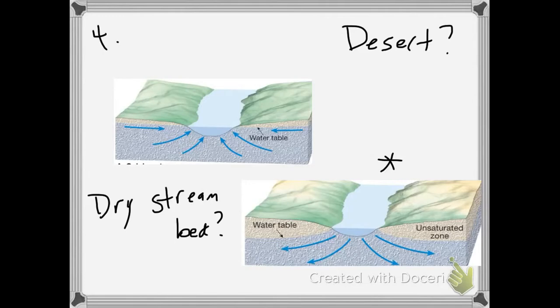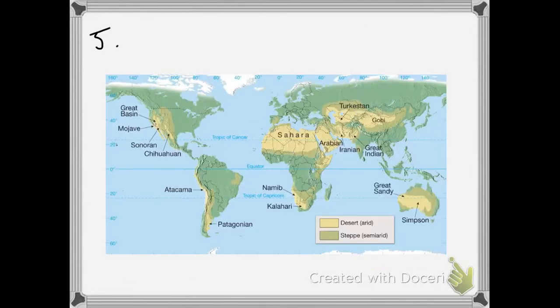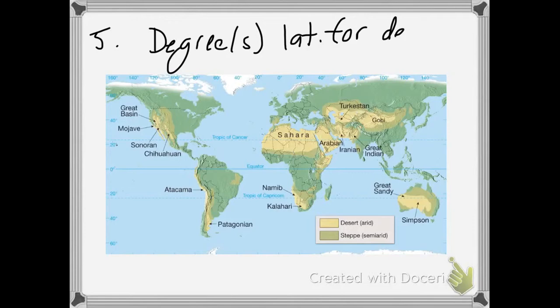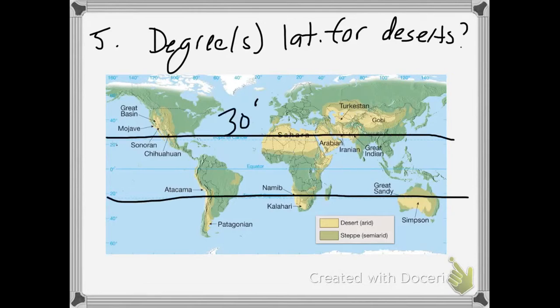So what is a dry stream bed then called? Well, it's called a W. It starts with a W. It's a wash, or an A, arroyo. So now I bring you to a map of the world in question number 5. And now what you need to do is indicate where are the degrees of latitude for most of the world's deserts. Along which 2 degrees of latitude do they lie? Okay, along this one here, and along this one here, which is 30 degrees north and 30 degrees south latitude.